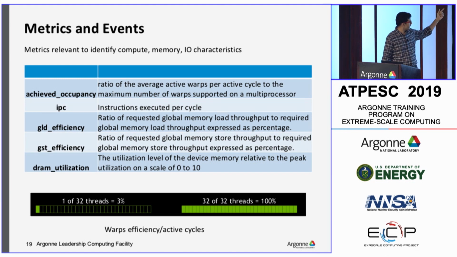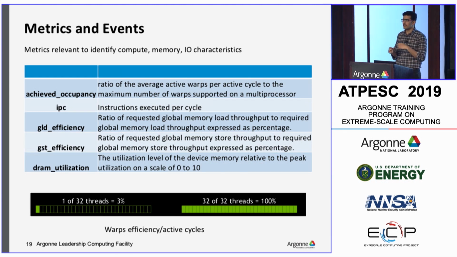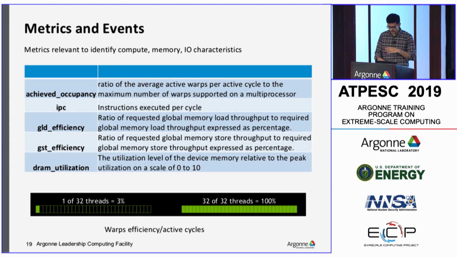I also mentioned the instructions and the load and store counts, which correspond to global memory, and the DRAM utilization tells you about the device memory transfers, referred to the peak throughput. These metrics collectively give you a characterization of your application in terms of compute, memory, and I/O performance.